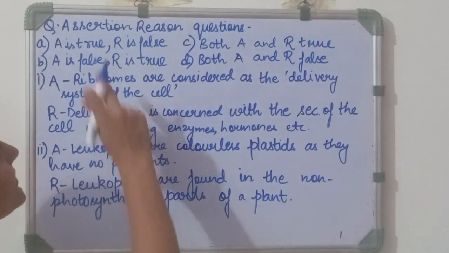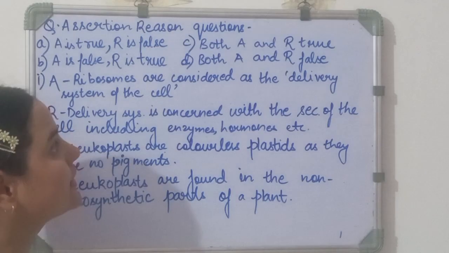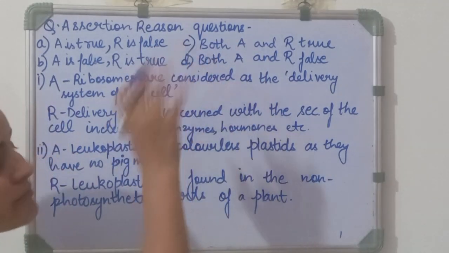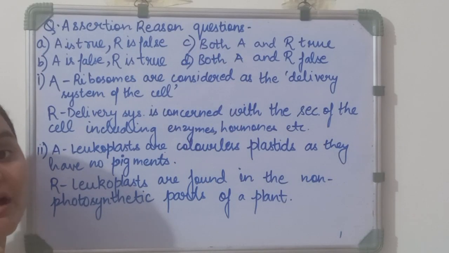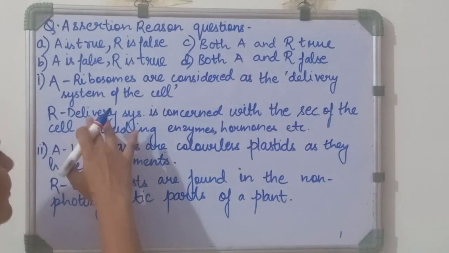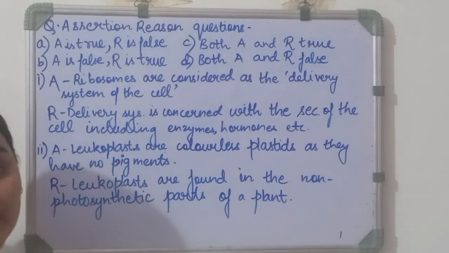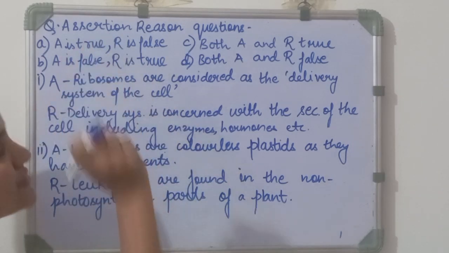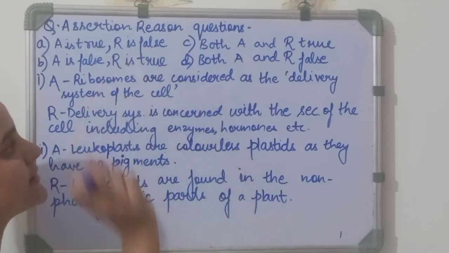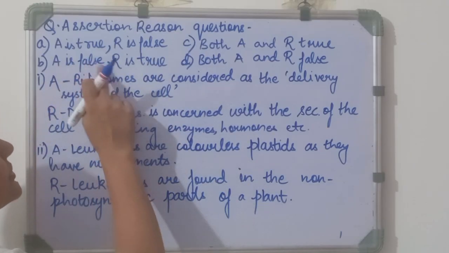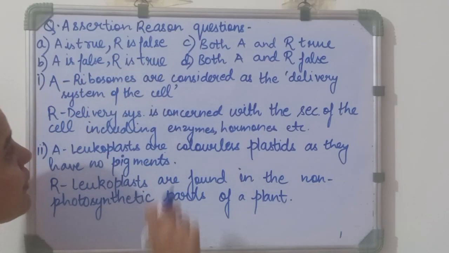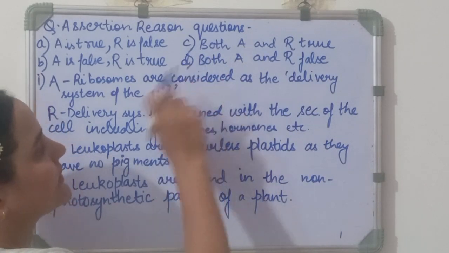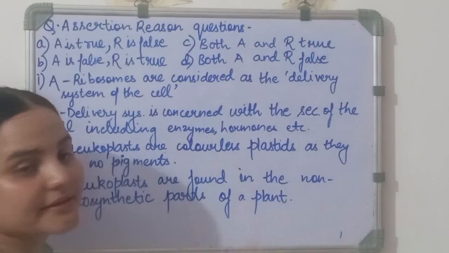Let's begin with assertion reason questions. Here you are given four options, and from the four options you have to choose one option for the following questions. So let's first see the options. Option A: assertion is true, reason is false. Option B: assertion is false, reason is true. Option C: both assertion and reason are true. Option D: both assertion and reason are false.